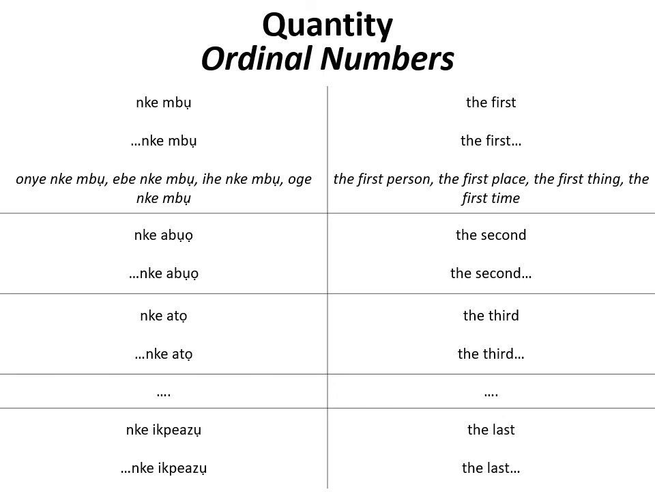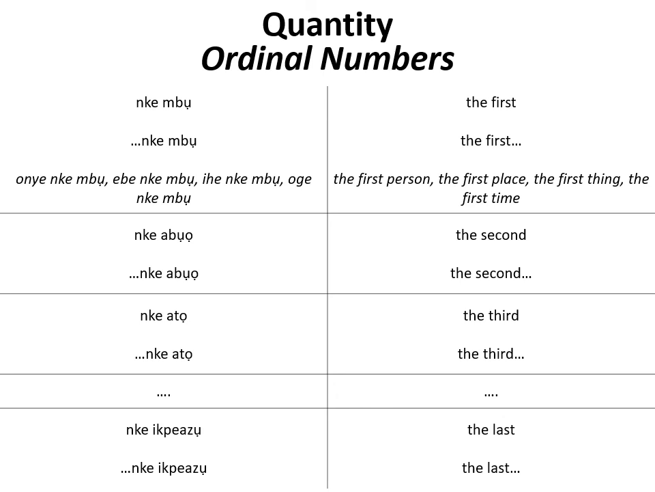Ihe nke mbu, the first thing. Oge nke mbu, the first time. So you can just say nke mbu, or you can have something nke mbu. And then you also have nke abuo, nke ato, nke anno, and on and on. And then the very last thing would be nke ikpeazu.